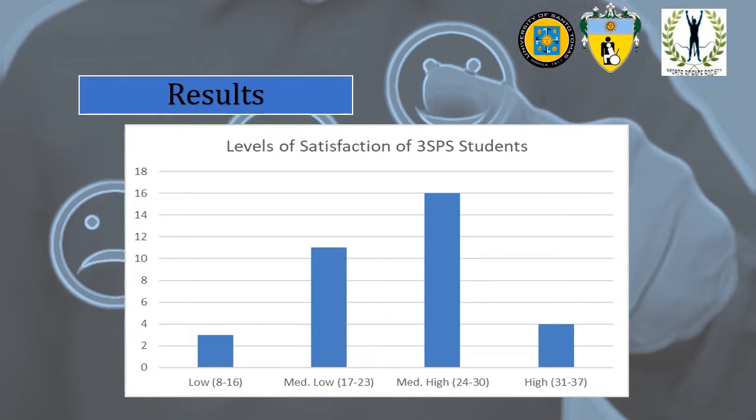And for the results, here we can see the different levels of satisfaction of 3 SPS students, ranging from low to high levels of satisfaction. Here in this graph, we can see that many 3 SPS students do not fall into the extremes of the spectrum of satisfaction, but tend to sit in the medium-high range, showing that 3 SPS students are roughly all satisfied, but most are not completely satisfied.